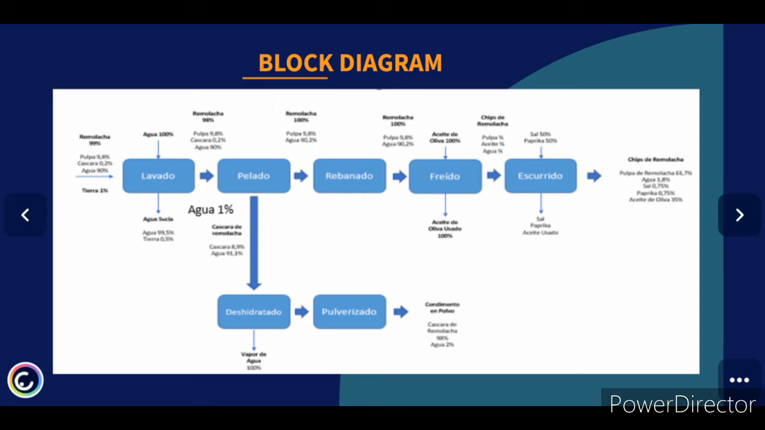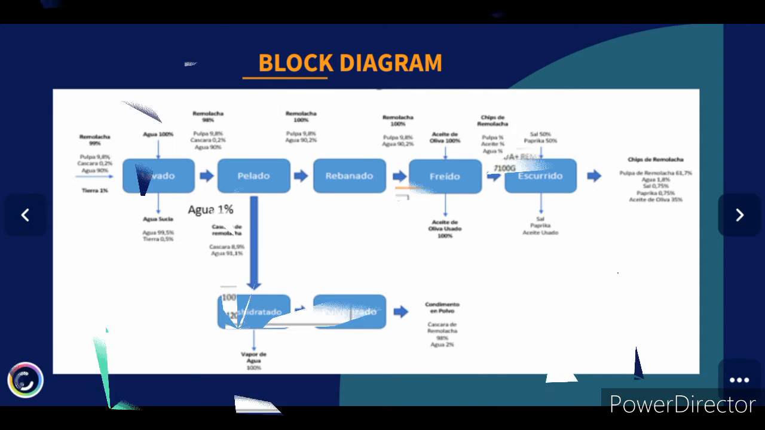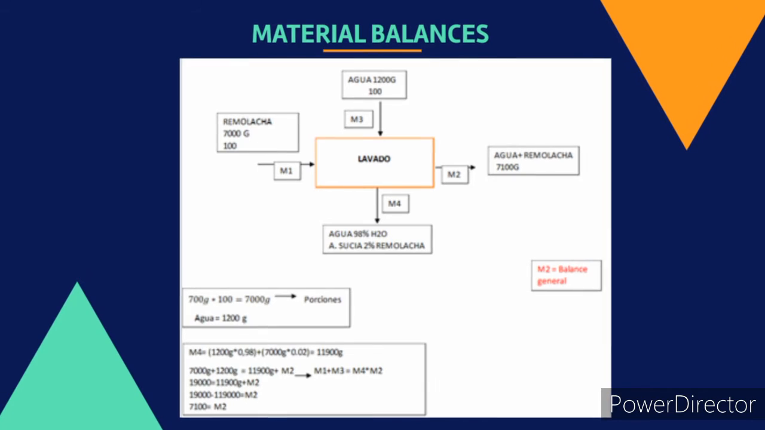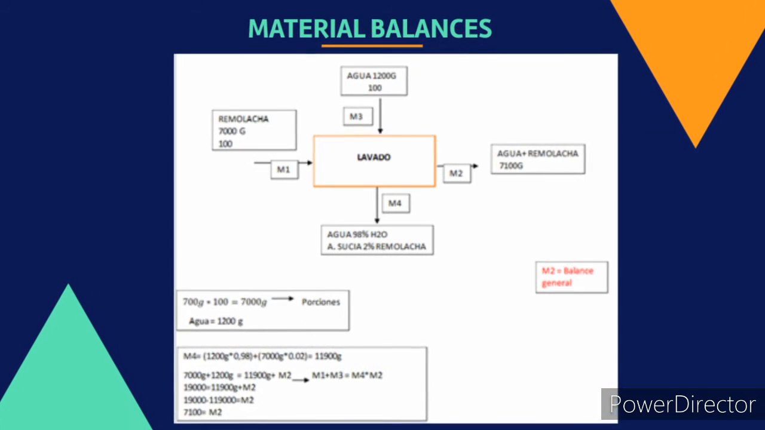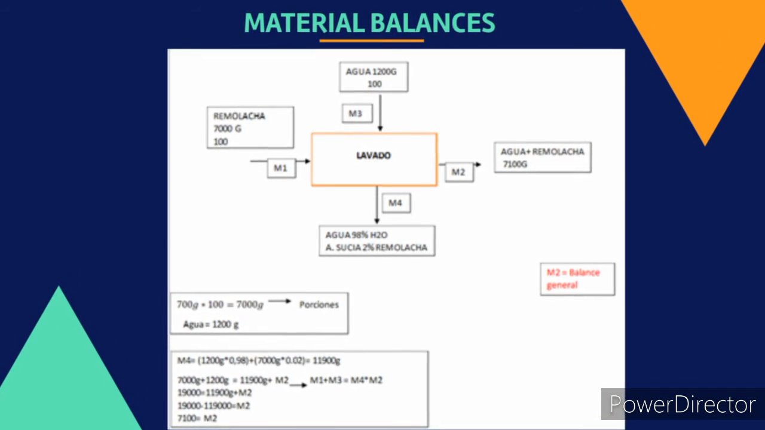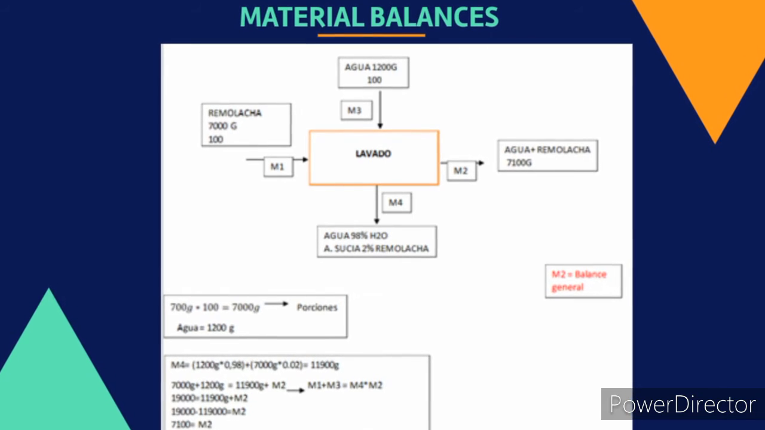Beef pulp 61.70%, water 1.8%, paprika 0.75%, and oil at 35%. For the material balance diagram, a general balance is presented for the first process.